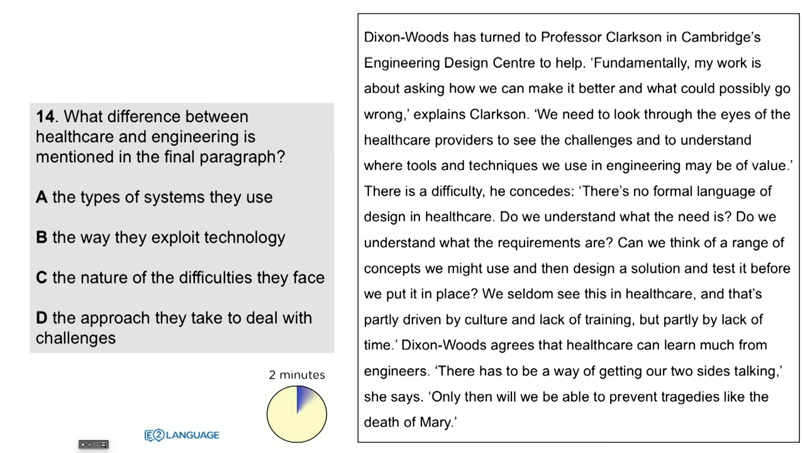Number 13, the writer quotes Dixon Woods's reference to intensive care beds in order to illustrate a fundamental obstacle. So here, the whole text is talking about a fundamental obstacle. A, C, and D are incorrect. So if you eliminated A, C, and D, you would have been left with B, and that is in fact the general idea from this paragraph.